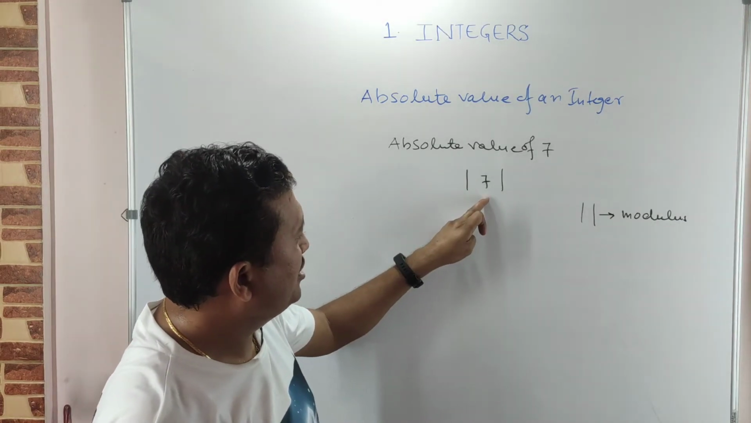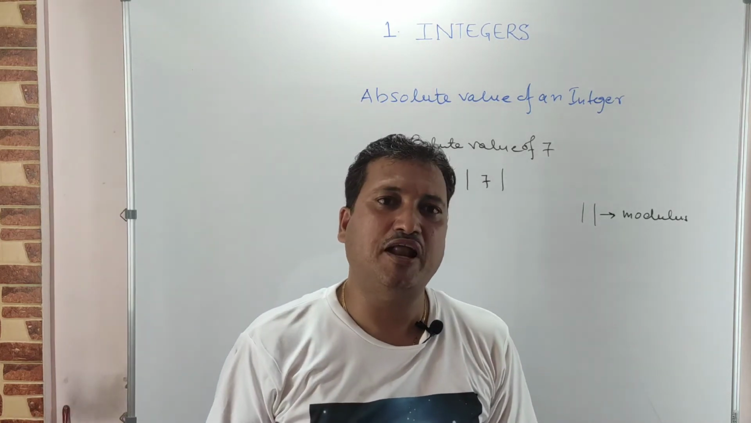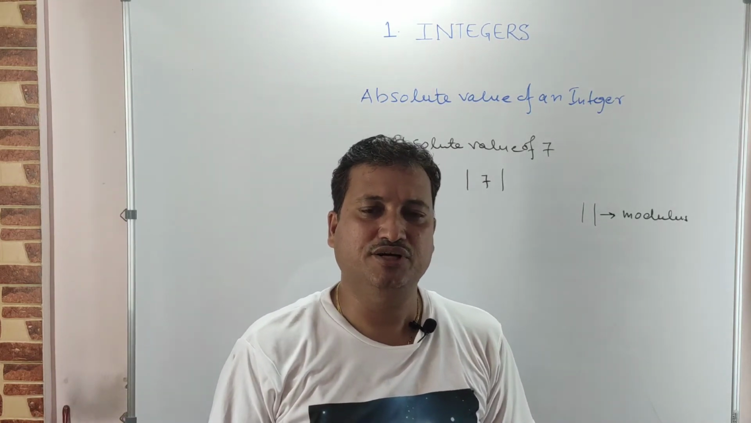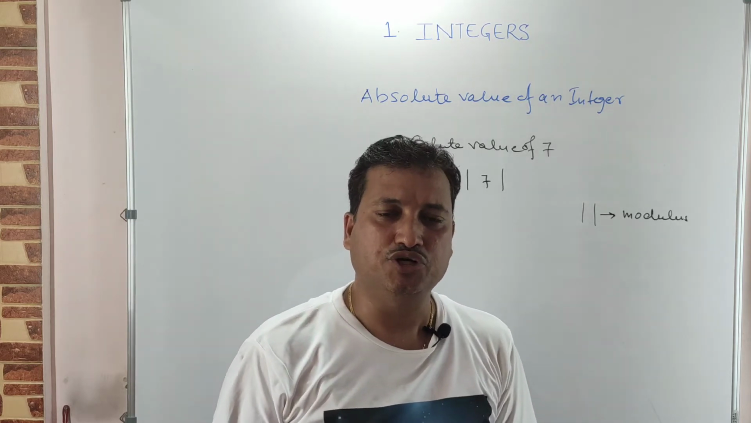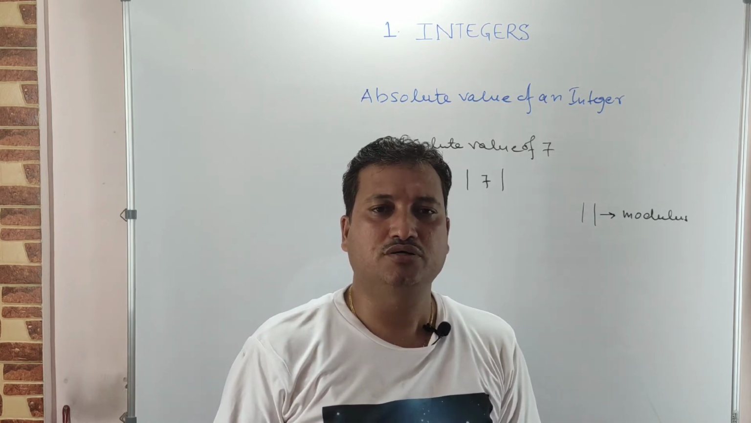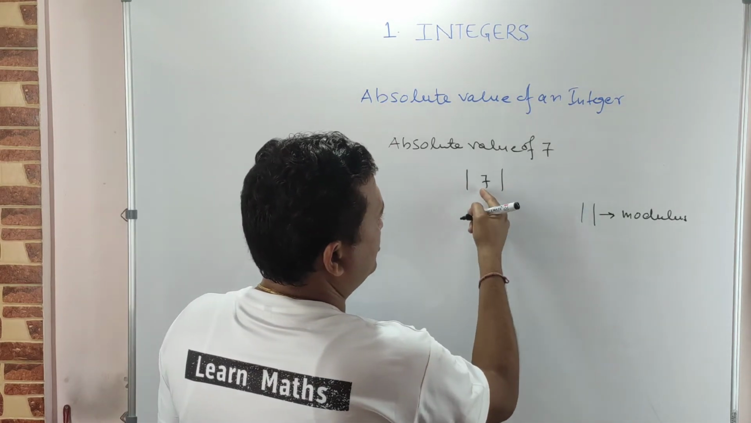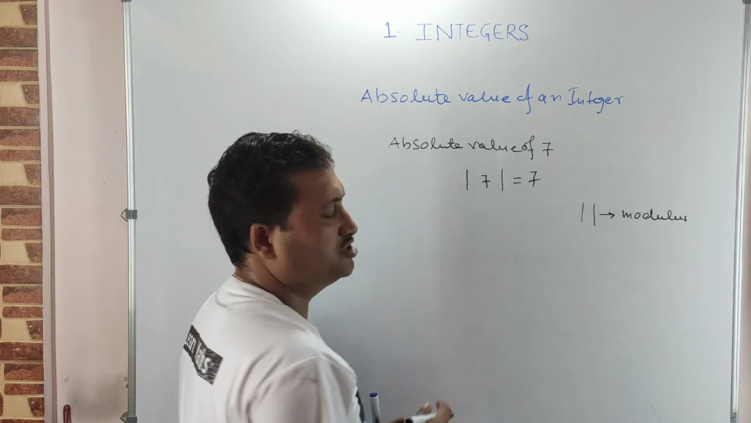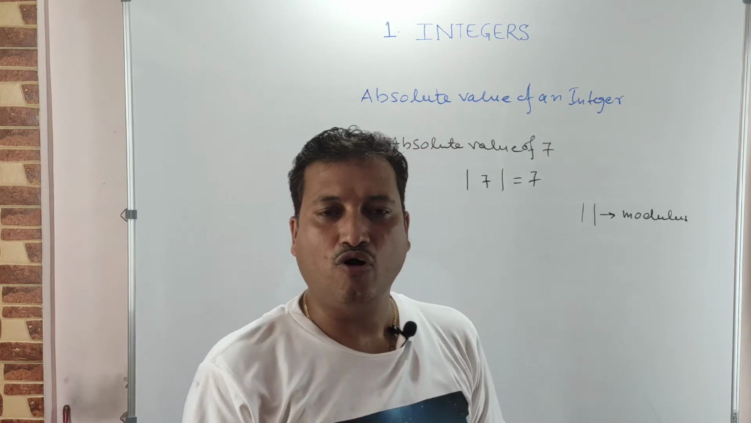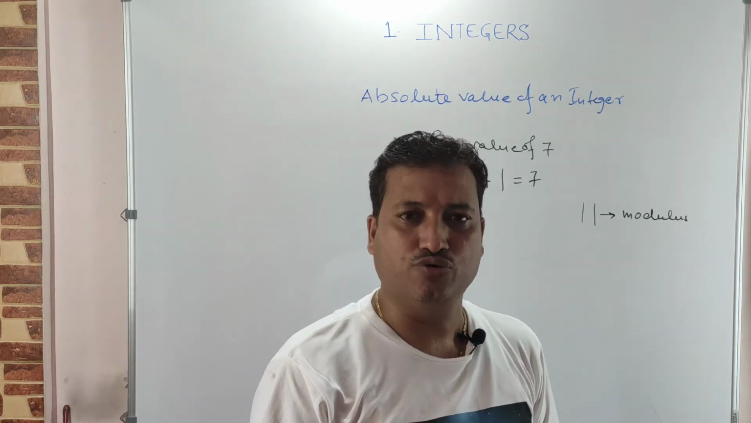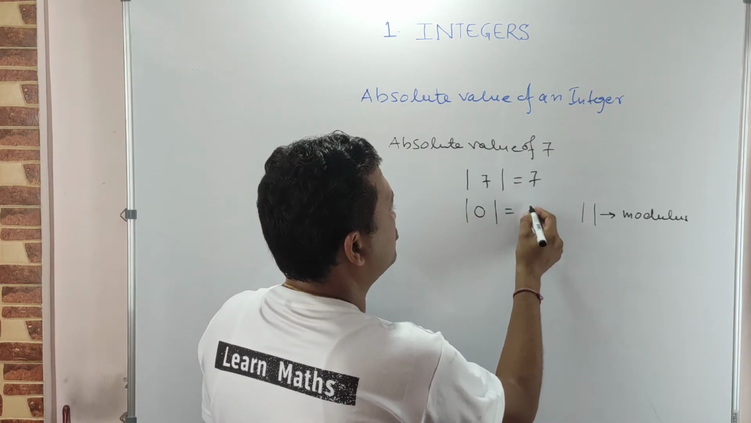तो हम इसे रीड कैसे करते हैं? Modulus of 7, absolute value of 7, and the absolute value of every integer is positive. When you find the absolute value of any integer, you have to ignore the sign along with the integer. So it's positive. Absolute value of 7 will be 7. So absolute value is always positive. Absolute value of every integer is a positive integer except 0. The absolute value of 0 is 0.